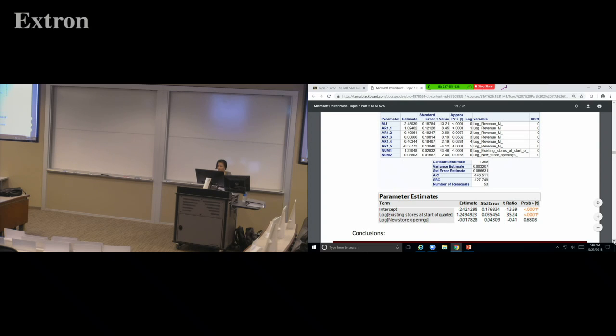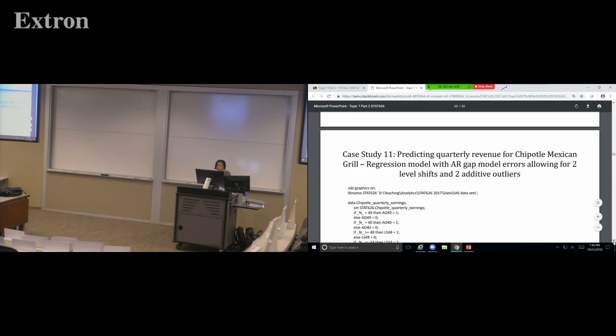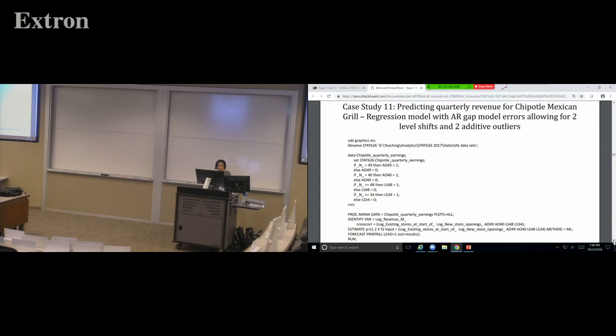Okay. So I pointed out that the AR3 parameter estimate was not significant. So we're going to run a model that is called a gap model for the errors. And this is our first time ever doing it.